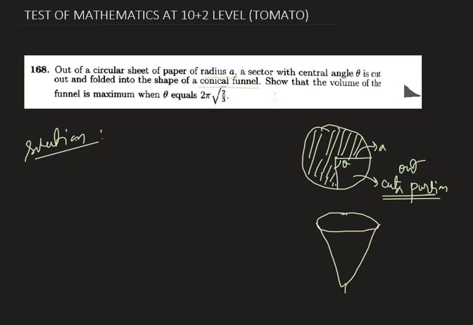Suppose the radius of the base is r, and this is the height h of this conical funnel, and the slant height is equal to a, and this angle is theta.